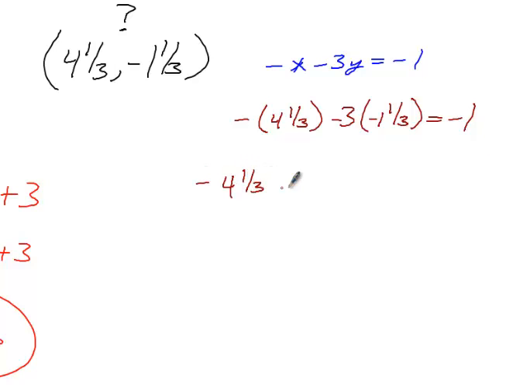So I get -4 1/3 plus, what's 3 times 1? Oh, that can't be right.